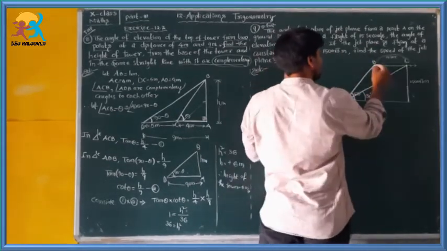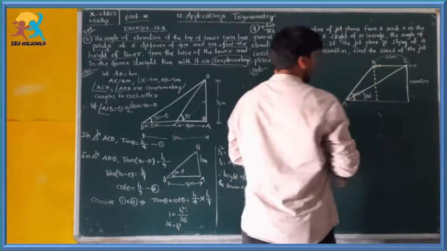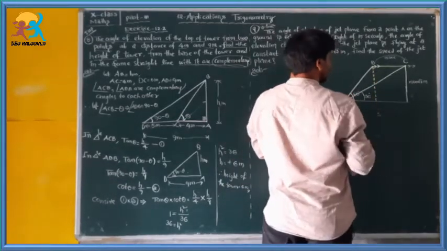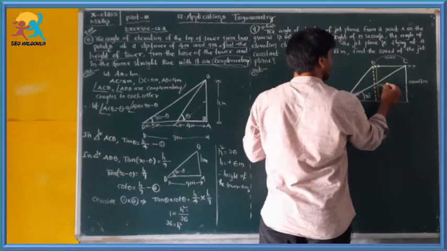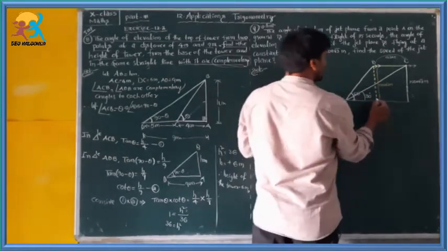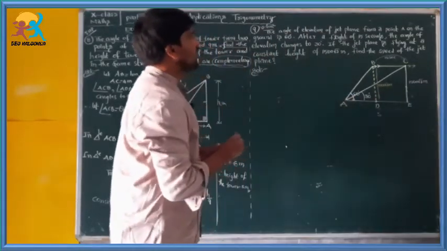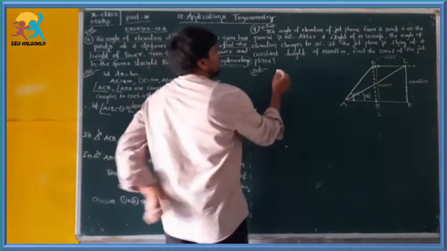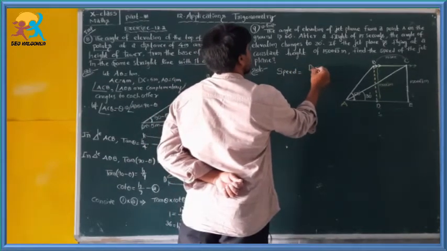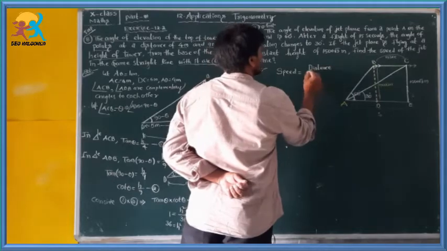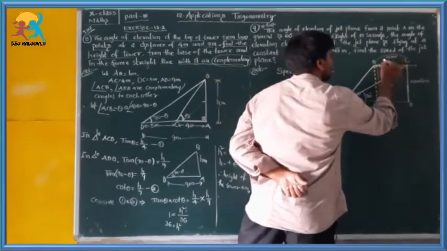So draw this one. This is also the height of the plane from the earth. This is also equal to 1500 root 3 meters. Let us denote these 2 points by D and E. Okay. Find the speed of the jet plane. But we know that speed is equal to the formula distance by time. Distance by time. But time is given as 15 seconds.